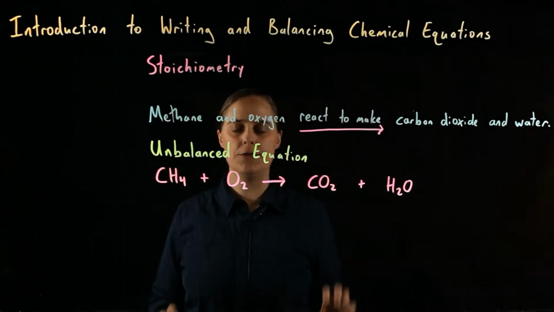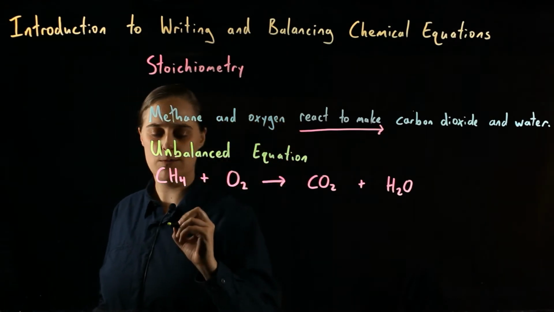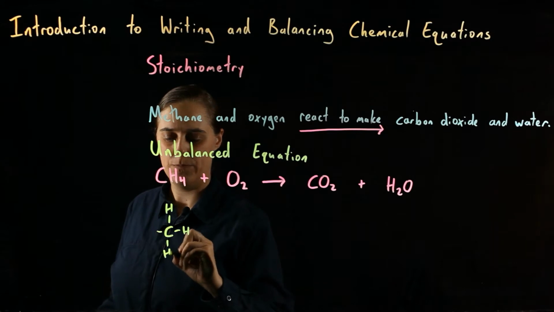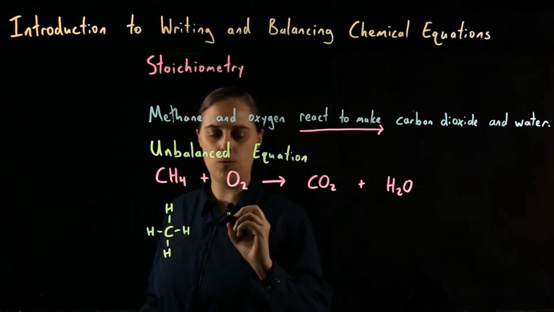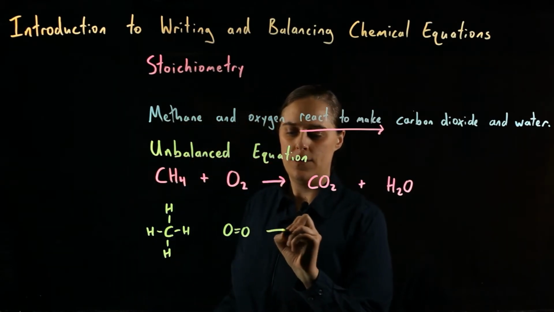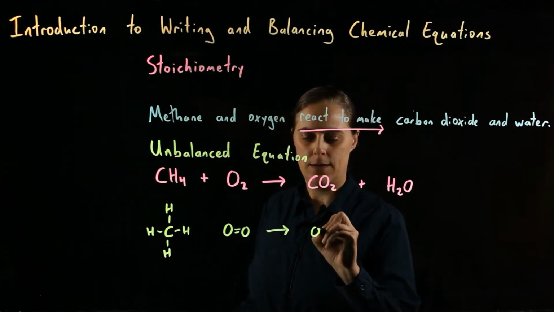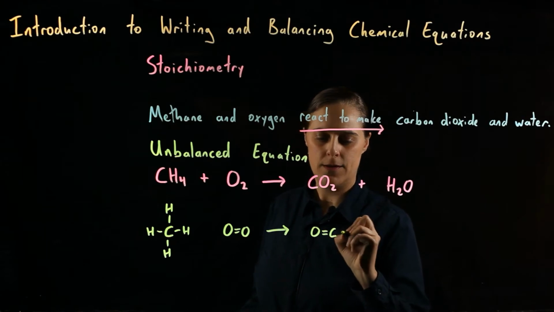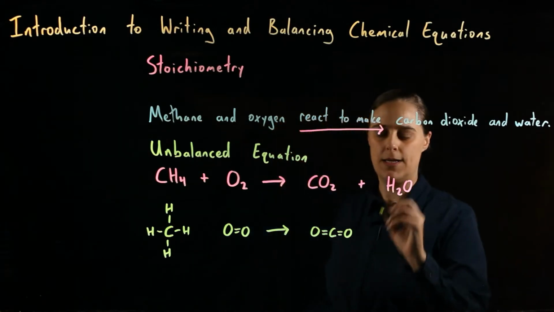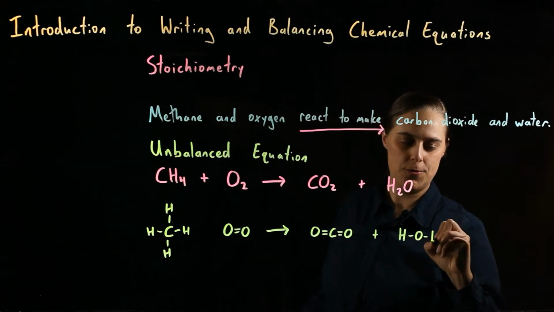So let me redraw this unbalanced equation in pictures of the molecules. So methane is a carbon in the center bonded to 4 hydrogen atoms. Oxygen, O2, is 2 oxygen atoms double bonded to each other. During the reaction, we are making carbon dioxide. Carbon dioxide. Carbon is in the center, double bonded to 2 different oxygen atoms. And water. For water, oxygen is in the center, bonded to 2 hydrogens.